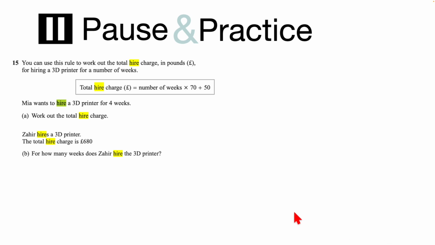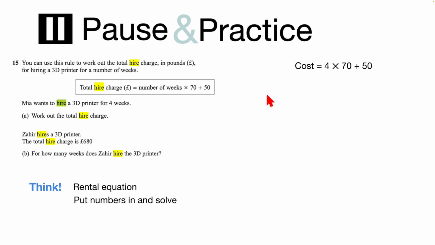Here is the answer. Right, well, it's very similar to the question we've just done because this formula is the same. Number of weeks, bigger numbers, that's inflation probably. Let's see what we've got. We think it's a rental equipment problem. Put numbers in and solve. So here is the hire charge equation. Work out the hire charge for 4 weeks. Number of weeks goes in here. Cost equals 4 times 70 plus 50 equals 280 plus 50 equals 330. Very generous, 2 marks for that.